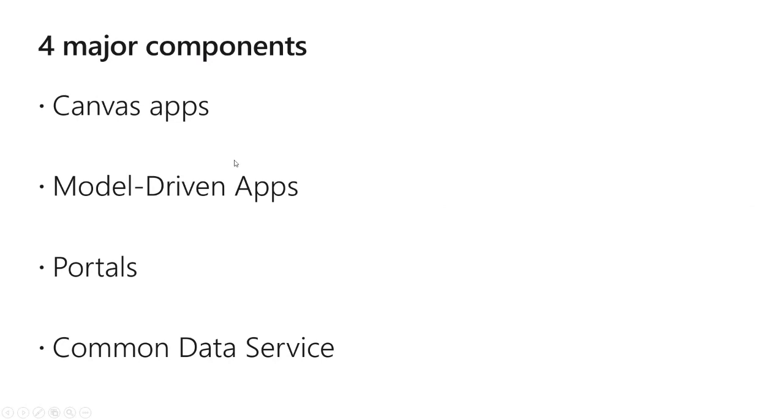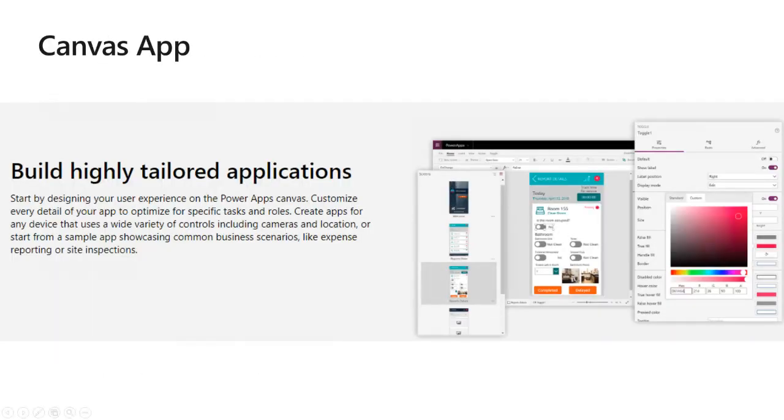Okay, so there are 4 major components: the Canvas app, model-driven app, portals, and Common Data Service. So what is a Canvas app? Canvas is what you can use to develop apps for your mobile devices, to run on a mobile phone or tablet. You can customize the app based on your specific task and role. Within the Canvas app you can add the camera control and barcode scanning, so that you can scan a barcode label or QR code.